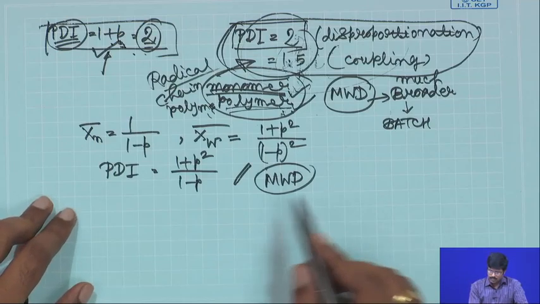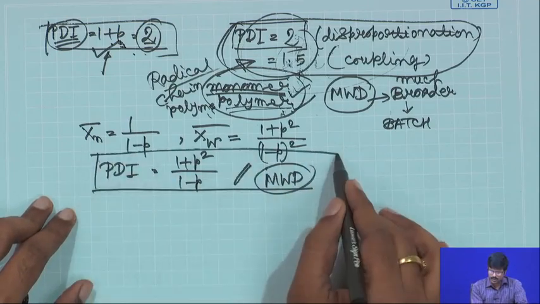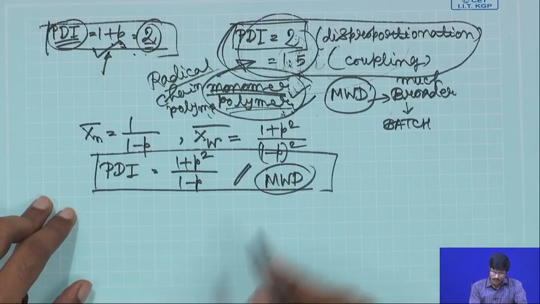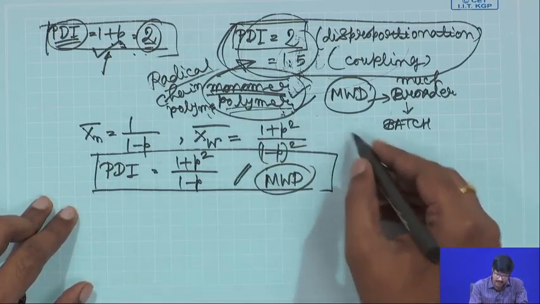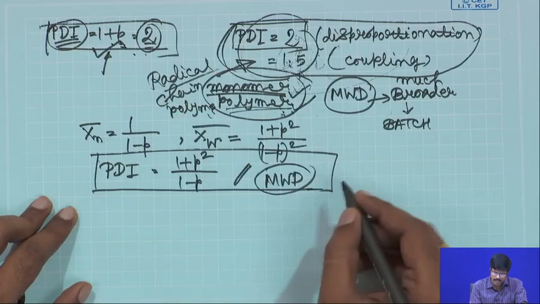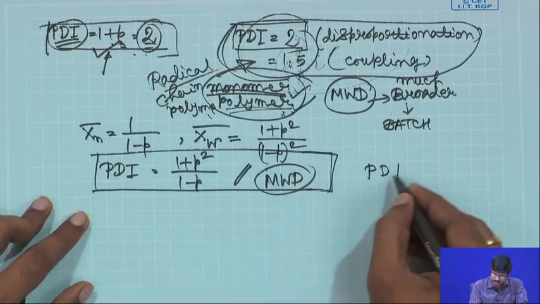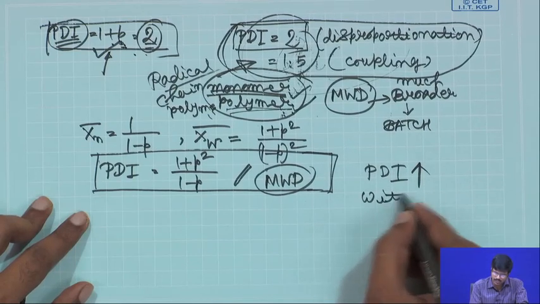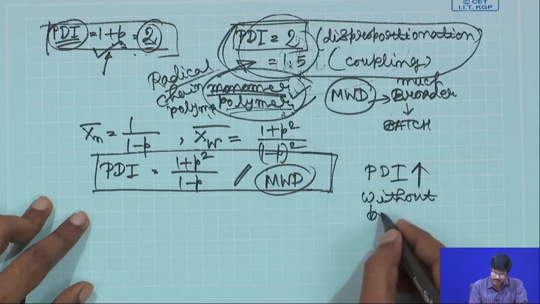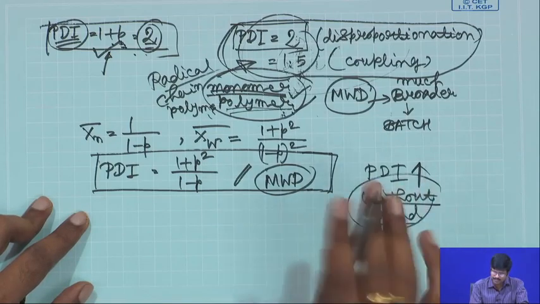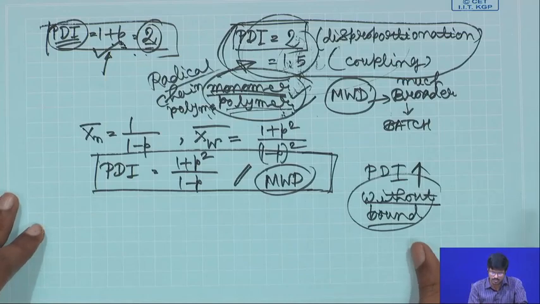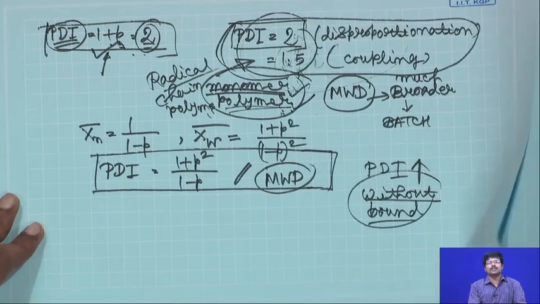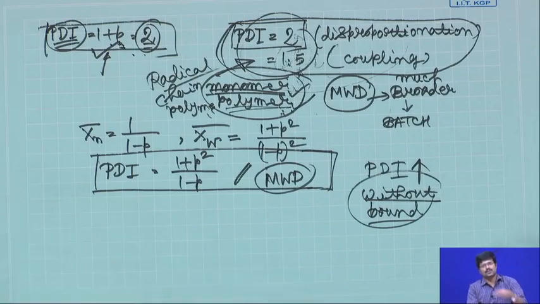That is the reason why we will typically not do step polymerization reactions in a CSTR, because the PDI will go up without bound if you look at this particular expression. So, this is some general discussion that I wanted to do about which kind of reactors you will use for a free radical polymerization or a step growth polymerization.